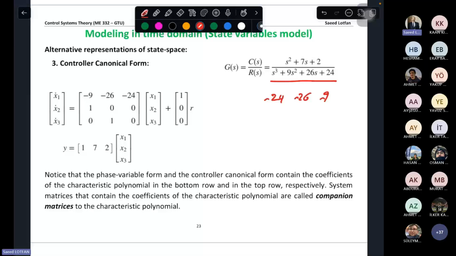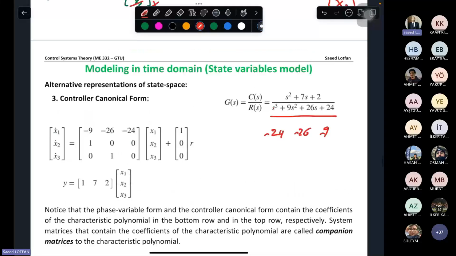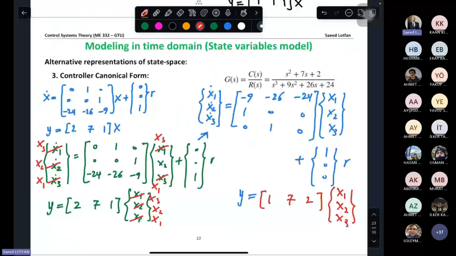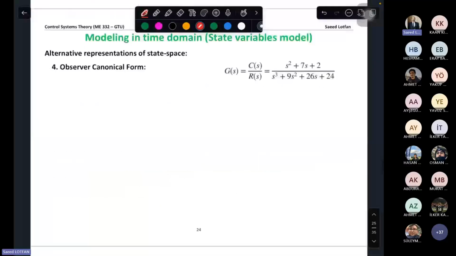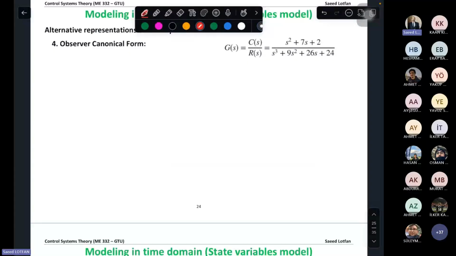So if you want to represent it as a signal flow graph, you will get the same system. You will get the same representation, just a change of the names will happen. The final one is the observer canonical form. In this form, the methodology is like this.